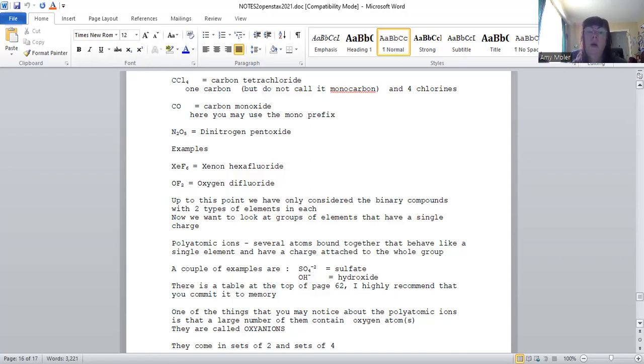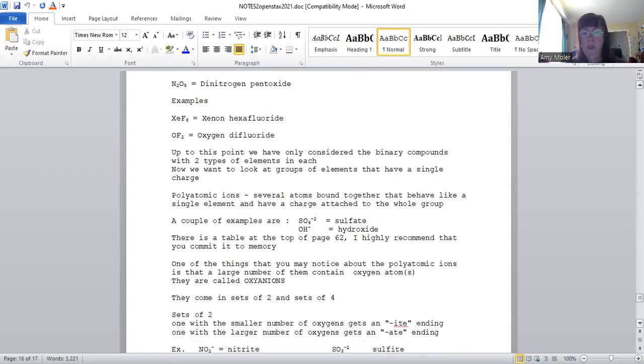OF2, oxygen difluoride. Yeah, we're not really used to seeing oxygen as the first element in a molecule, but again, it can happen. And we have an assumption that it is behaving as if it were positive for this scenario.